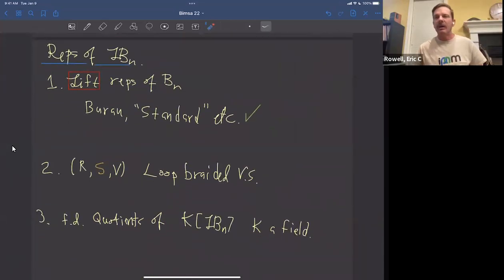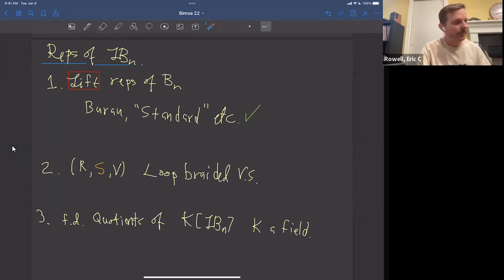Now, how do we get representations of the loop braid group? Well, a very natural thing is just to lift representations of the braid group, since the braid group sits inside as a subgroup. It doesn't sit inside in a particularly natural way, at least in the group theoretic sense. It's not a normal subgroup, for example. And so you can't just use Clifford theory or something like this, but you could still ask the question of how to lift these things. And this has been done, certainly for the Burau representation, the standard representation. We know what to do.